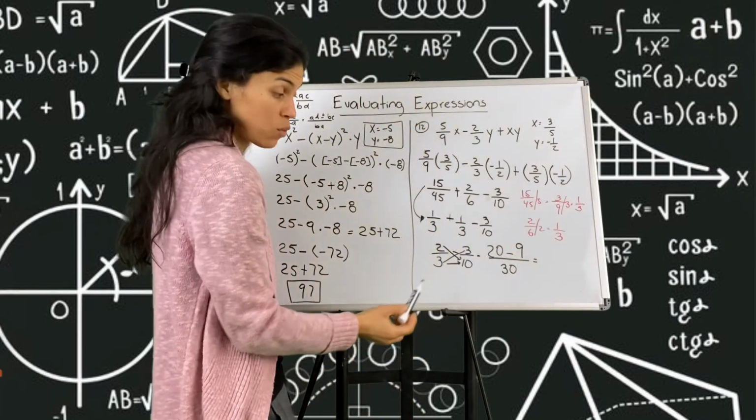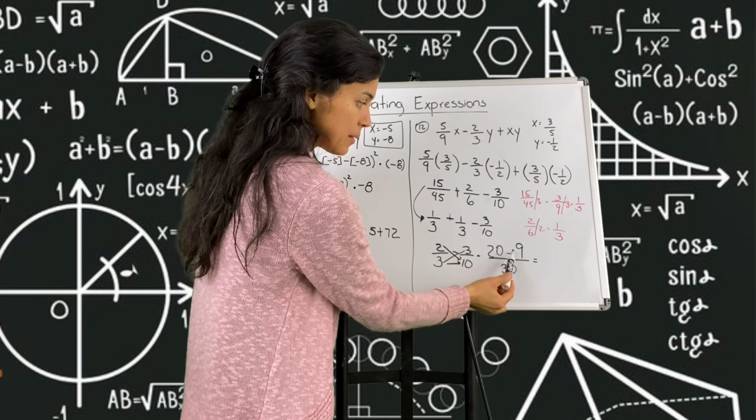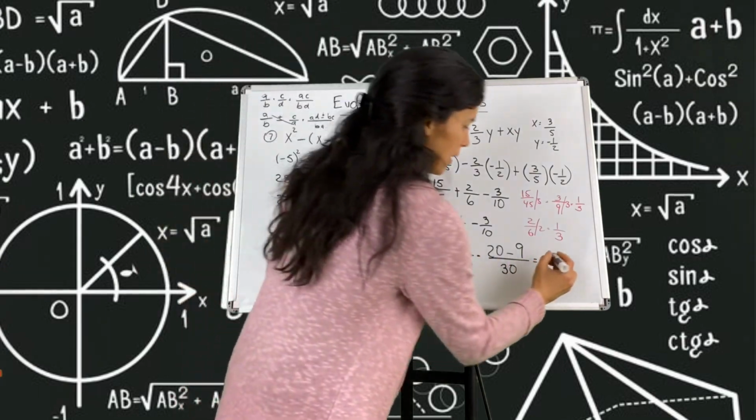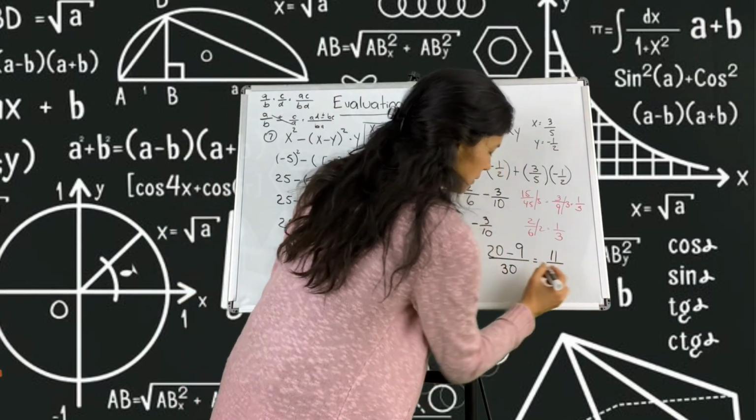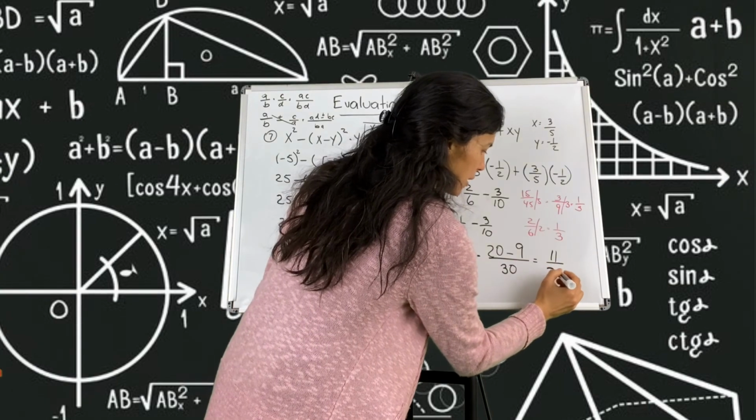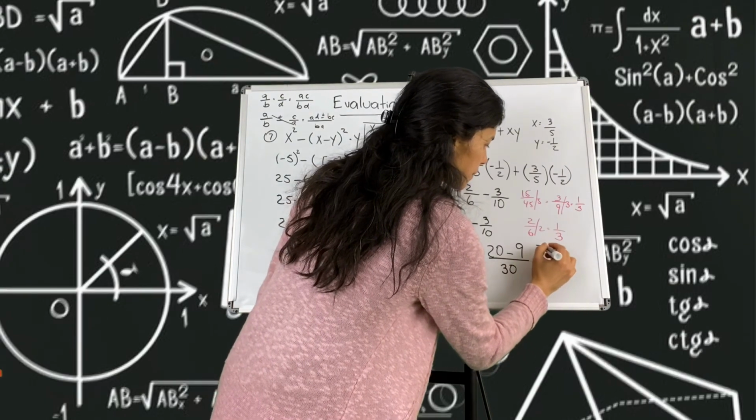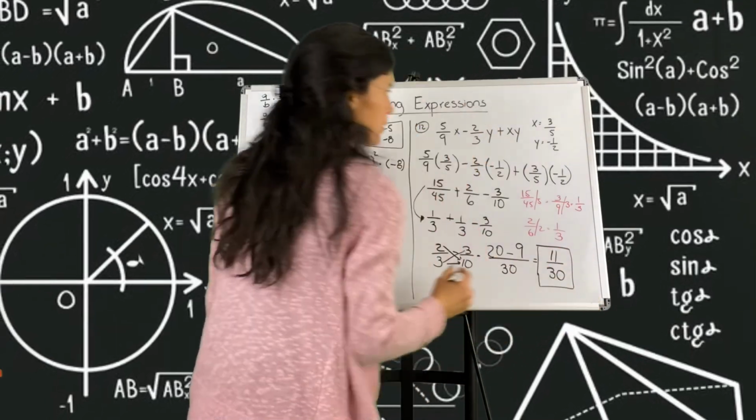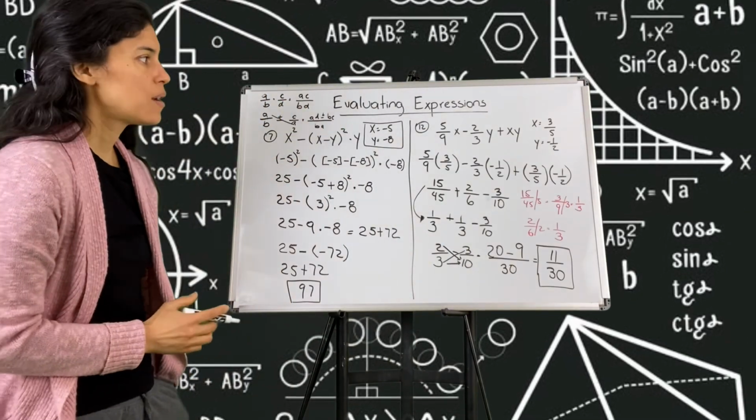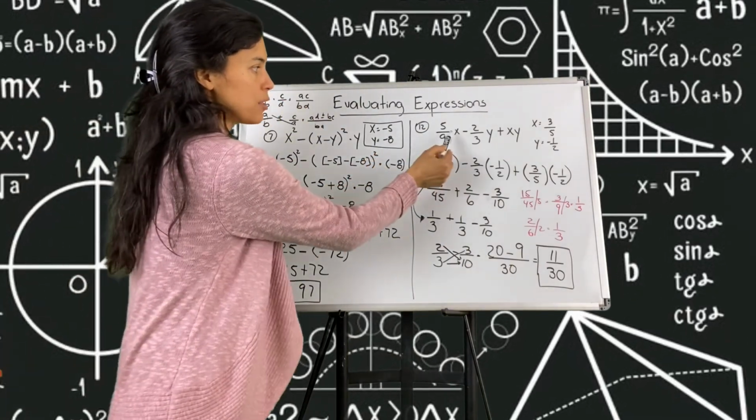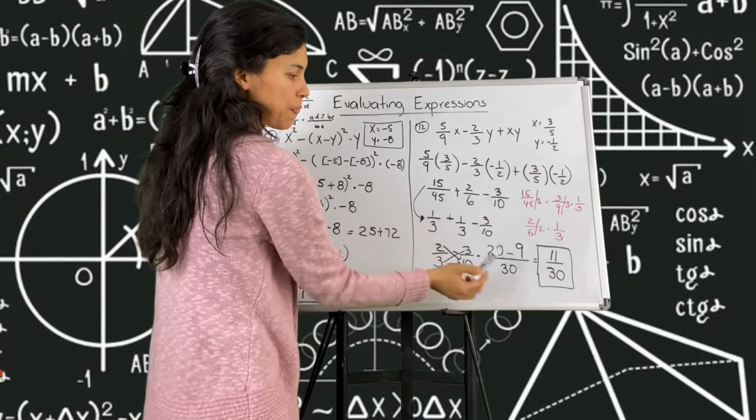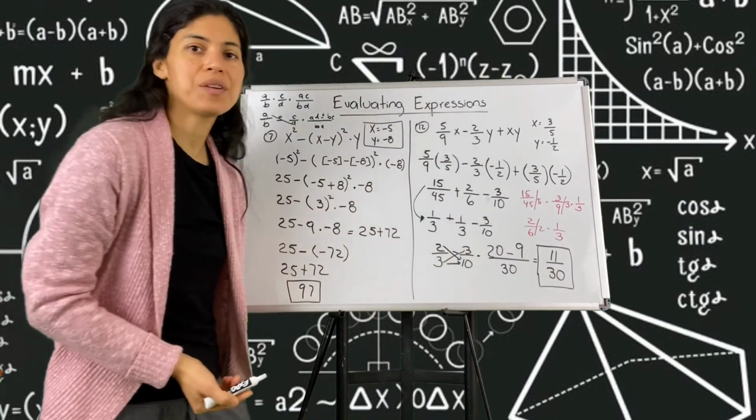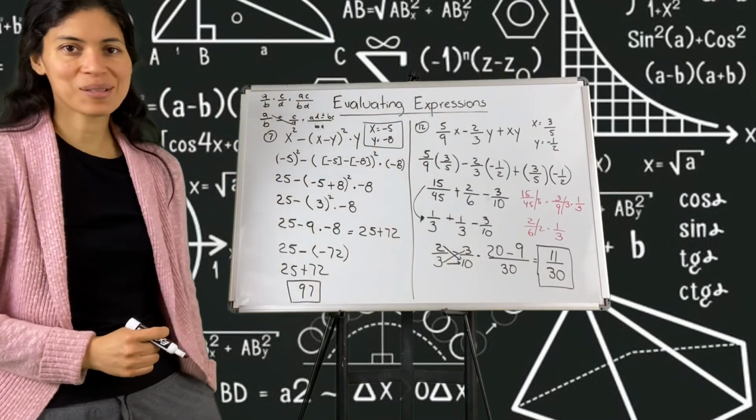And now we need to do what is here. 20 minus 9. That is 11. And the bottom is the same. 11/30. So that's the answer of my expression, if I substitute values, I get to 11/30 as the result.